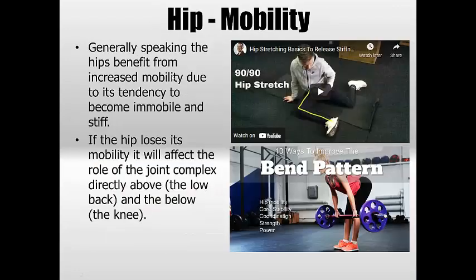So generally speaking, the hips benefit from increased mobility, just for its tendency to become very stiff, usually from our sitting and things that we'll do. If the hip loses mobility, it will affect the role of the joint complex above and below. So again, we'll see lots of knee problems, and in this case we'll see lots of lumbar spine problems, because of the lack of mobility forcing the spine to overextend on itself.